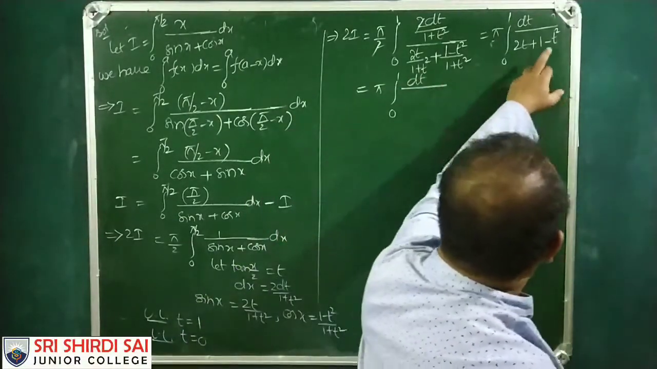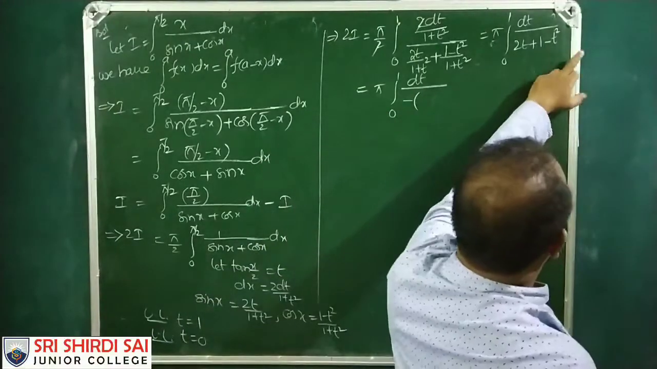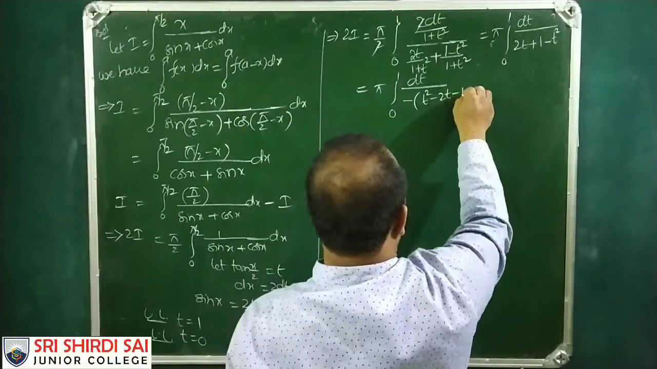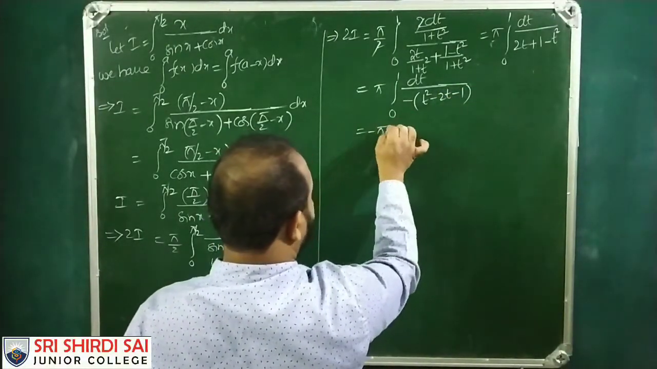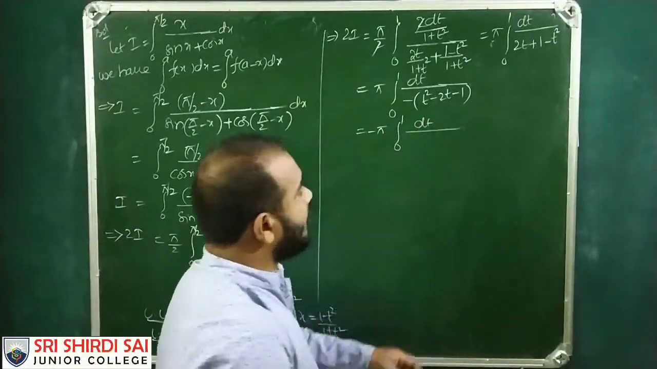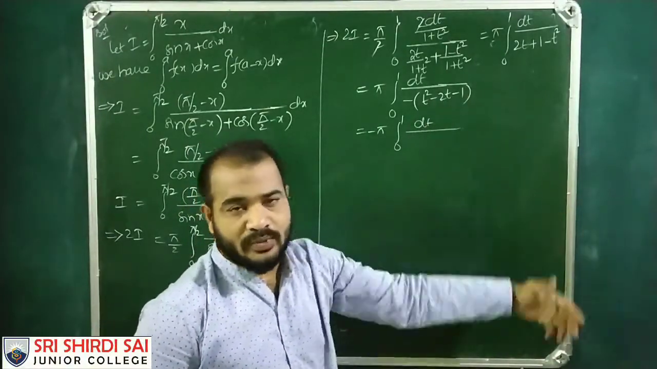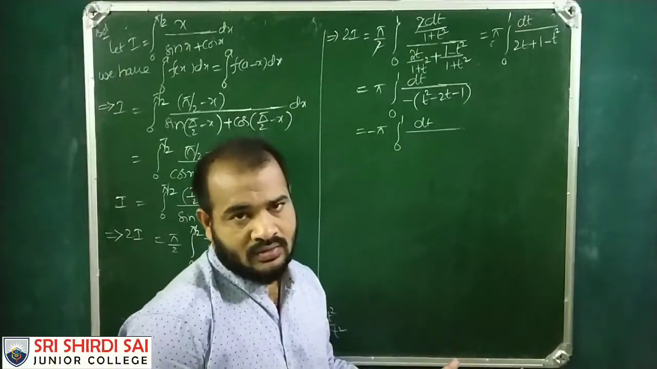If you take the minus common, then it is t square minus 2t minus 1. So pi into, otherwise minus pi into the integral 0 to 1 dt by (t square minus 2t minus 1). This is a pure quadratic expression. Whenever we come across a quadratic expression, we need to do what? The completion of square method.